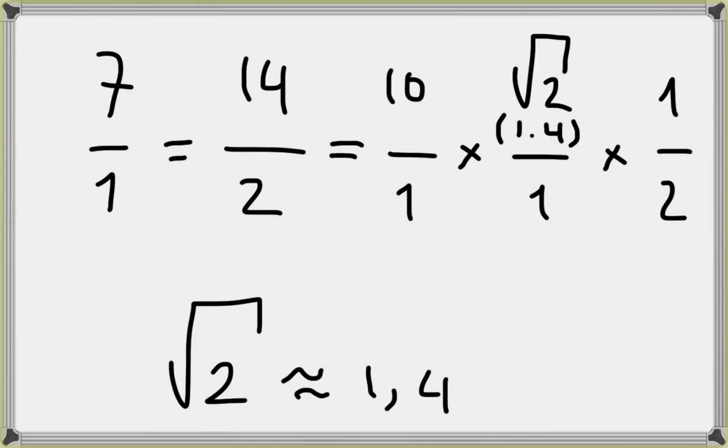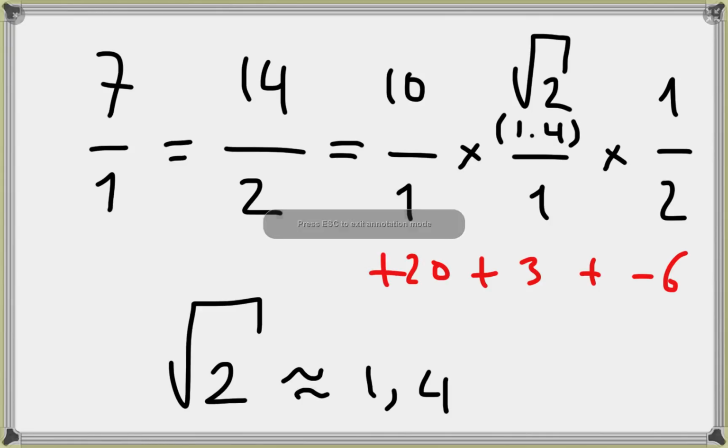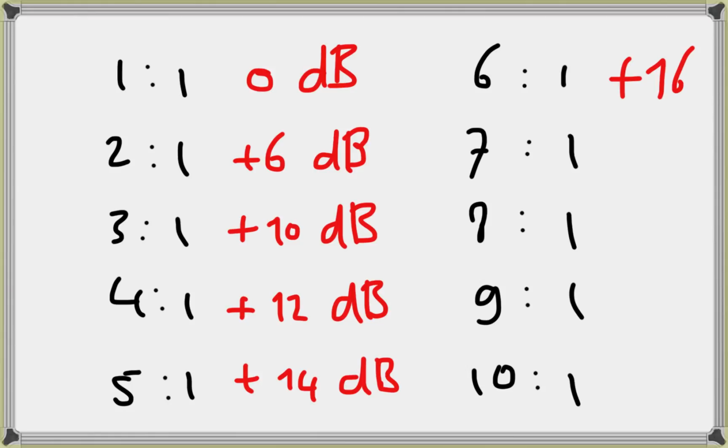Because if you multiply by 10, that is a 20 dB increase. But if you multiply only by the square root of 2, that is a 3 dB increase. However, if you divide by 2, that is a 6 dB reduction. And now I can add and subtract, and you will see that 20 plus 3 decibels equals 23 decibels, plus minus 6 leaves me with plus 17 decibels in total. So I do know 7 over 1, which is 17 decibels, which leaves me with 8 over 1.